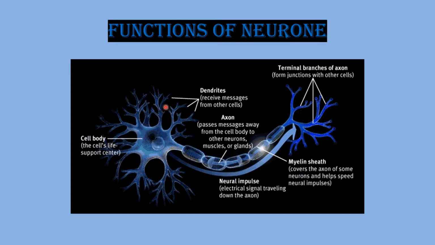So dendrites receive the stimuli or messages from other cells, and axon passes the messages away from the cell body to other neurons, muscles or glands. These are the terminal branches of axon. This one is the myelin sheath that covers the axon of some neurons and helps speed neural impulses. The neural impulse is an electrical signal traveling down the axon. In this figure we will see the action potential.